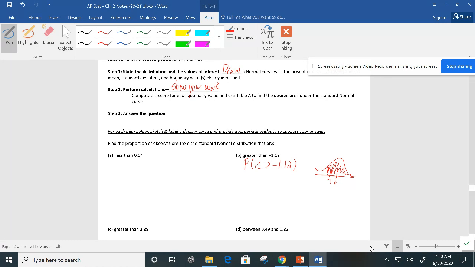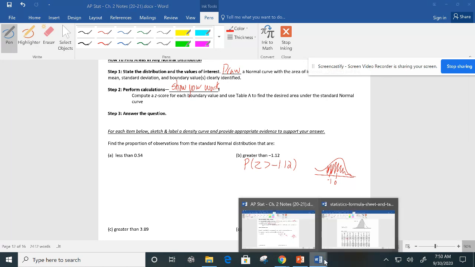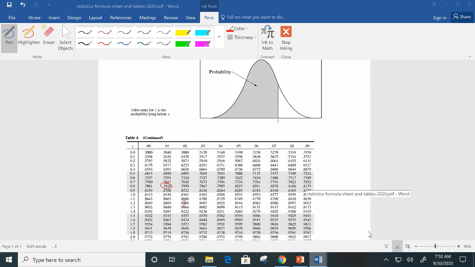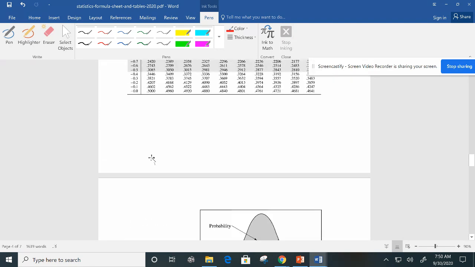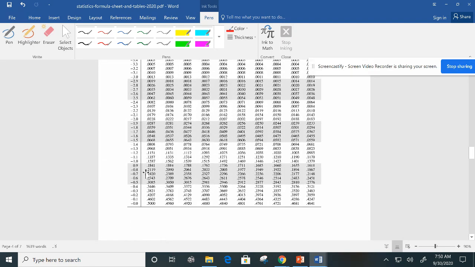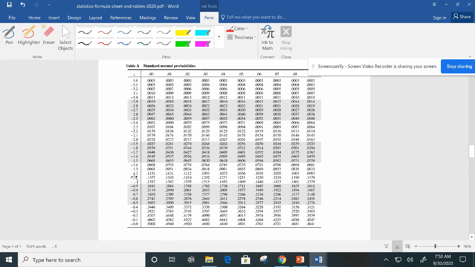Now I'm going to go in my table A, and I'm going to look up a z-score of negative 1.12. So here are my positive z-scores, which means I have to go to my negative z-scores, which are over on the next page. The beginning of my value is negative 1.1. So I'm looking in this row right here. And I have to go over to a value of 0.02. So I'm looking at a value here of 0.1314.